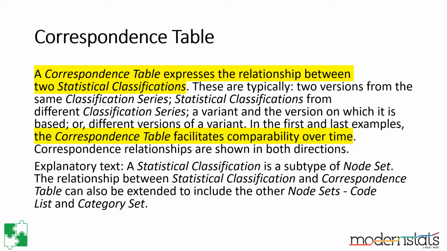The correspondence table expresses the relationship between two statistical classifications. This is very important when you have different versions. If you have a new version of a classification, let's say from year 2015, and 2010 was the earlier one, then you have a correspondence table between these two classifications. And it makes it a lot easier to compare these two classifications over time, which means to actually compare the data of this.